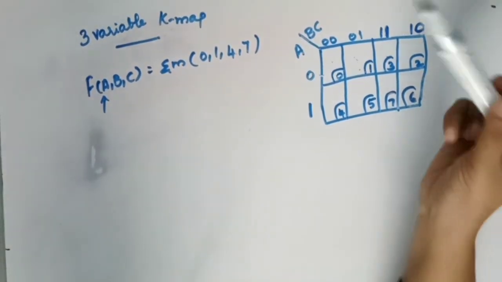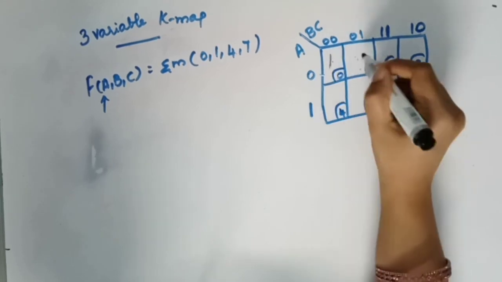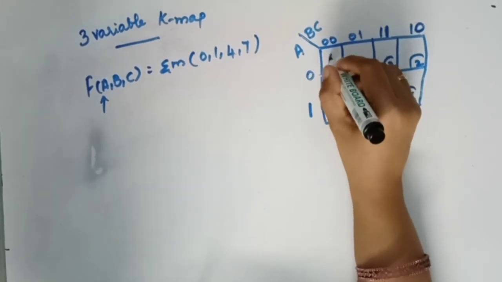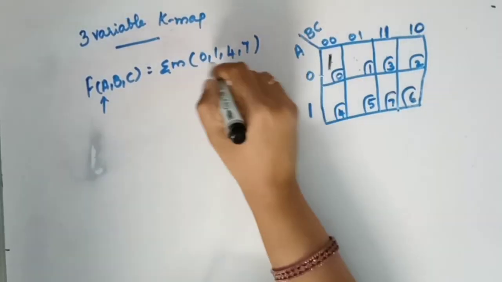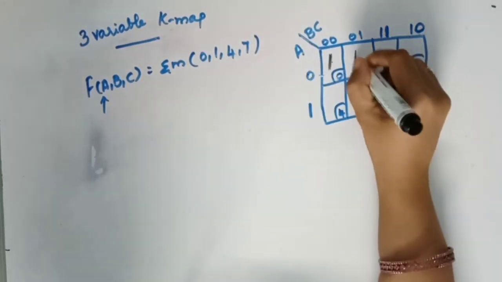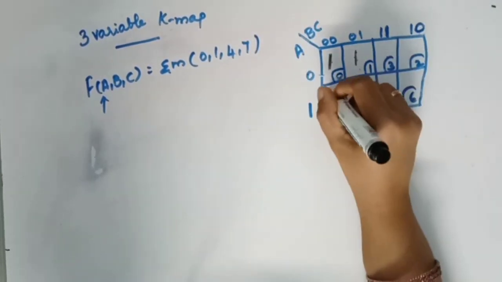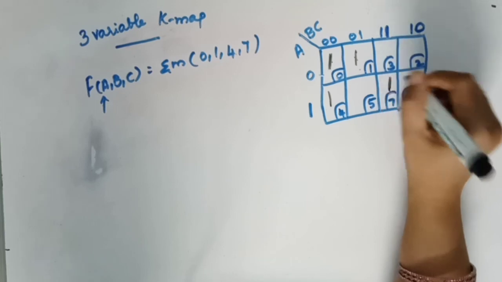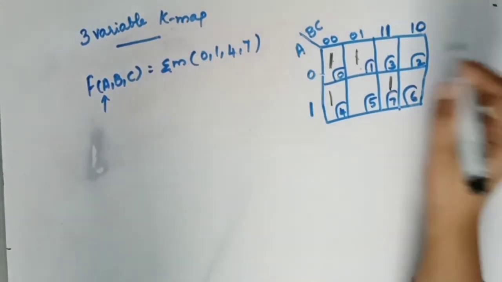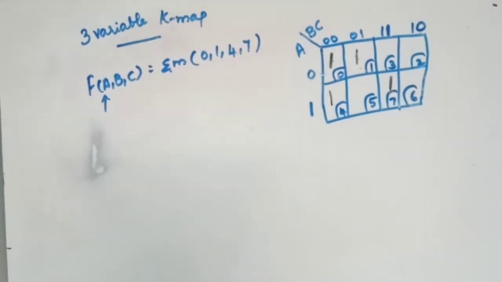So it is 0, 1, 4, 7. Just put 1 in whatever numbers are written. 0, 1, 4, 7. Right? And we'll go for the grouping.